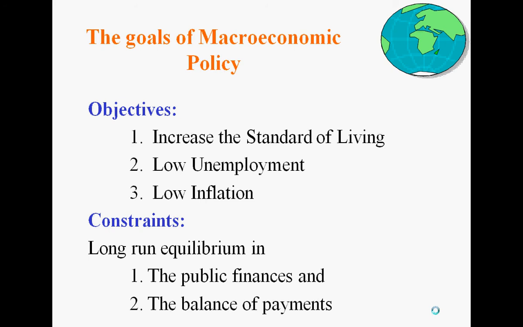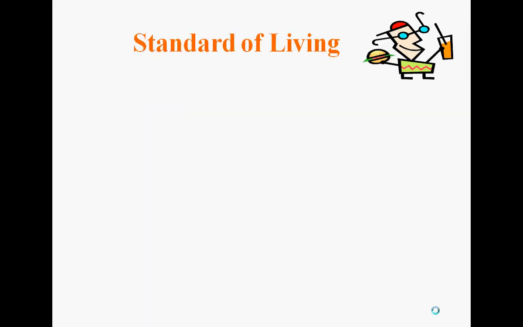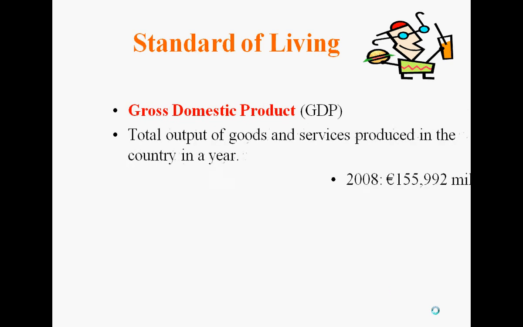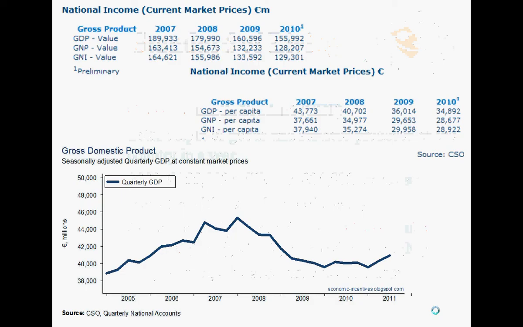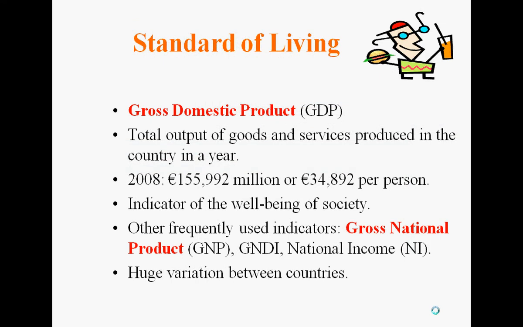So we'll start with increased living standards. To measure increased living standards, we generally use a concept called gross domestic product, which simply measures the total value of all goods and services produced in the economy. So gross is a measure of total, domestic is in the economy, and product is output. So the total value of all goods and services produced in the economy in a given year.